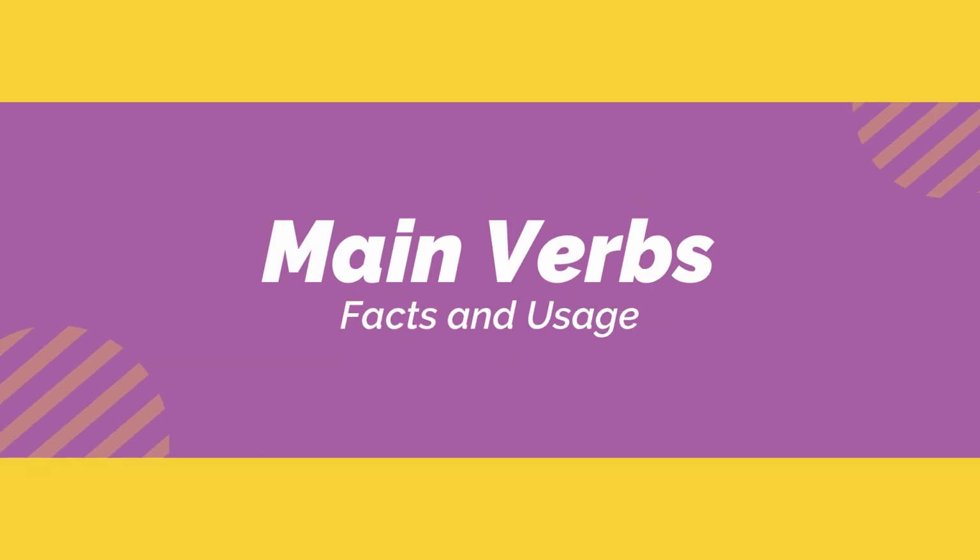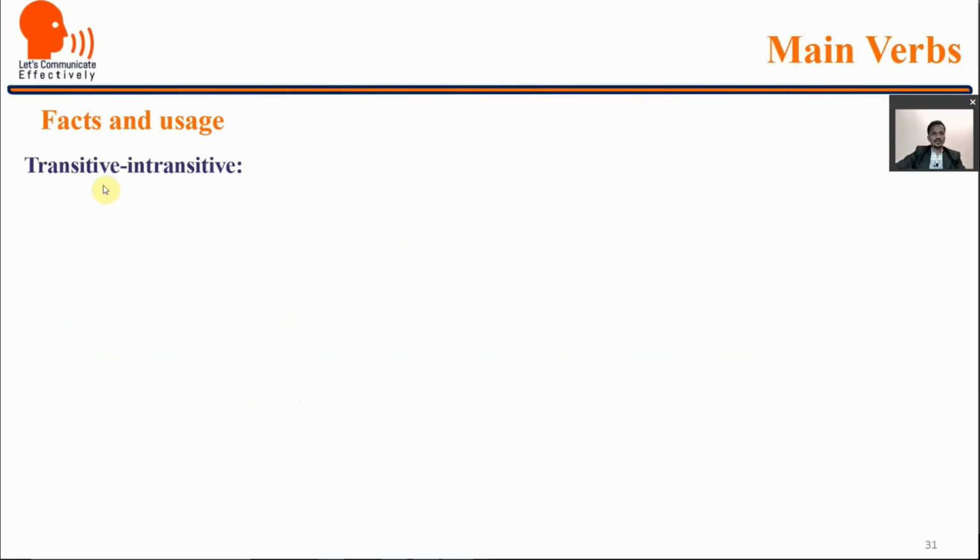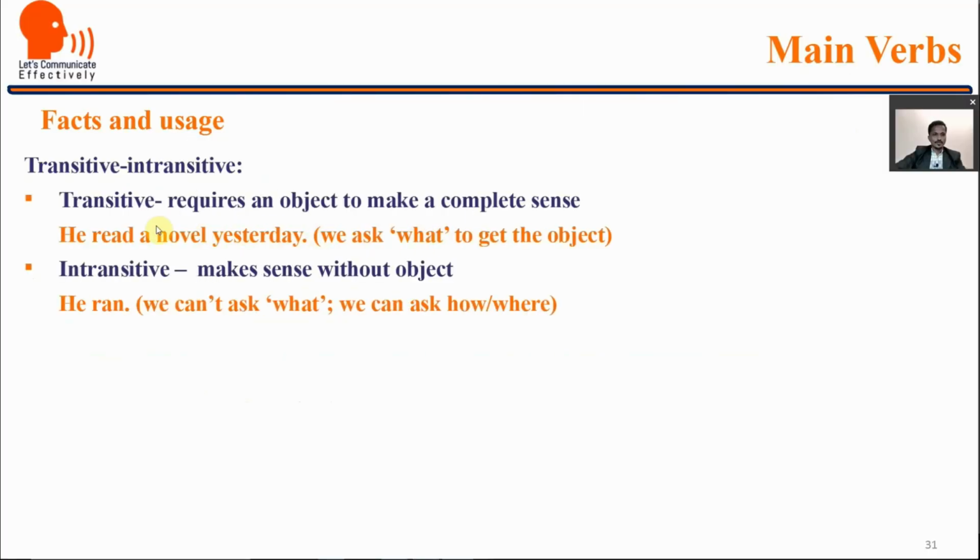Let us talk about the main verbs now, their facts and uses. Transitive and intransitive. Transitive verbs require an object to make complete sense. For example, he read a novel yesterday. We can ask what to get the object, like he read what? A novel yesterday. Intransitive verbs make sense without an object. They do not need an object to make sense. For example, he ran. It makes sense. We cannot ask what. Definitely we can ask how or where, but he ran itself makes complete sense.